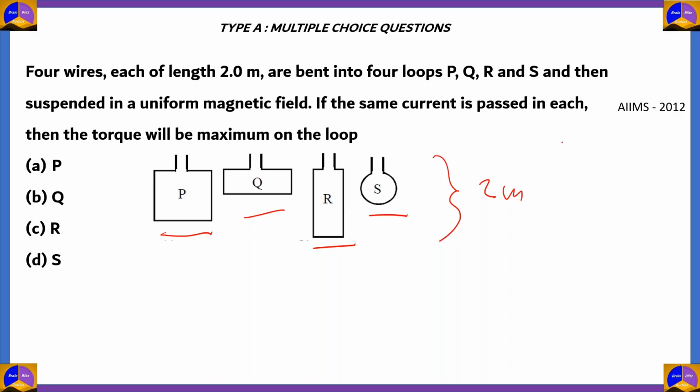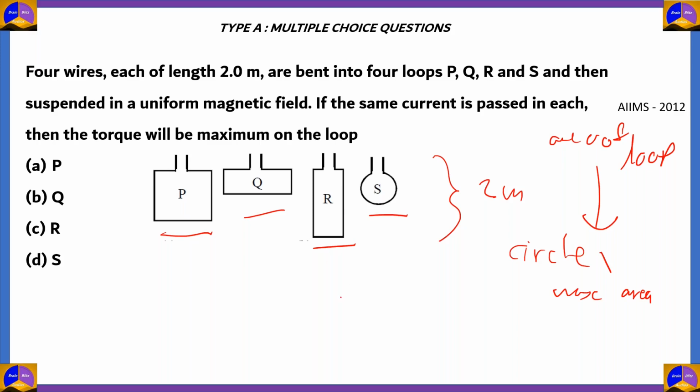Now, when it comes to the area of the loop, we know that all of these have the same perimeter. So among shapes that have the same perimeter, the circle has the maximum area. And the torque on the loop is directly proportional to the area. So for the same perimeter and the same amount of current, the torque will be maximum in the loop which has the maximum area, which in this case is loop S because it is a circle.